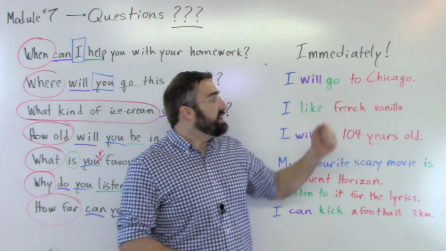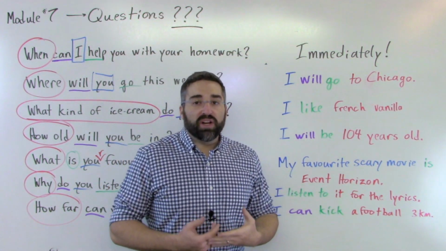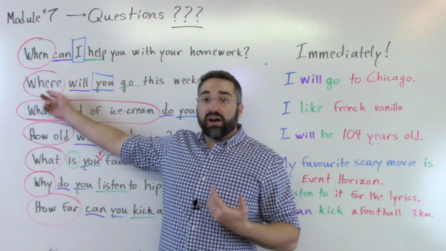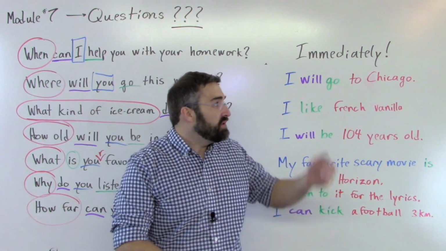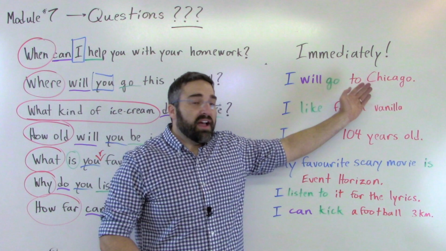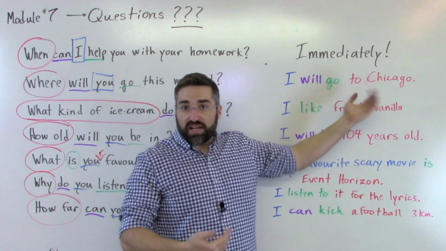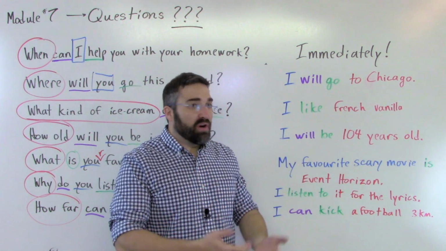And then I'm using in red the information I wanted to know. Over here, where, right? We're asking where over here. That's the specific information I want to know. So in red over here, I have the place that you want to know about. Where are you going? I'm going to Chicago.